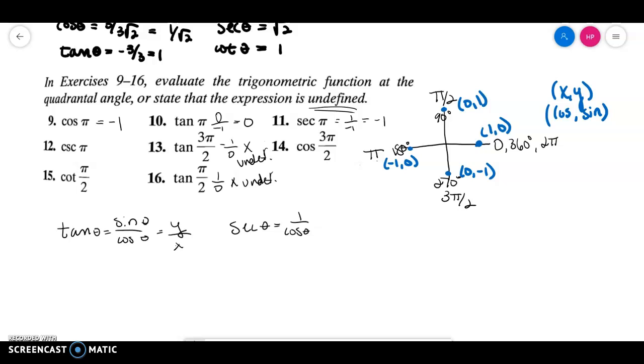And it seems silly, but it just simplifies to -1. For number 12, my cosecant reminder is that that is 1 over the sine of theta. And so the sine of pi would be 0 because that's the y coordinate. So this becomes 1 over 0, and so this is another instance where it's undefined.